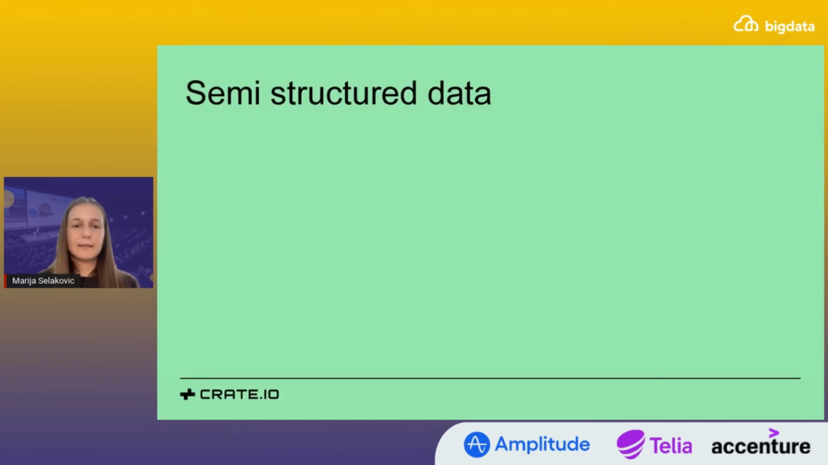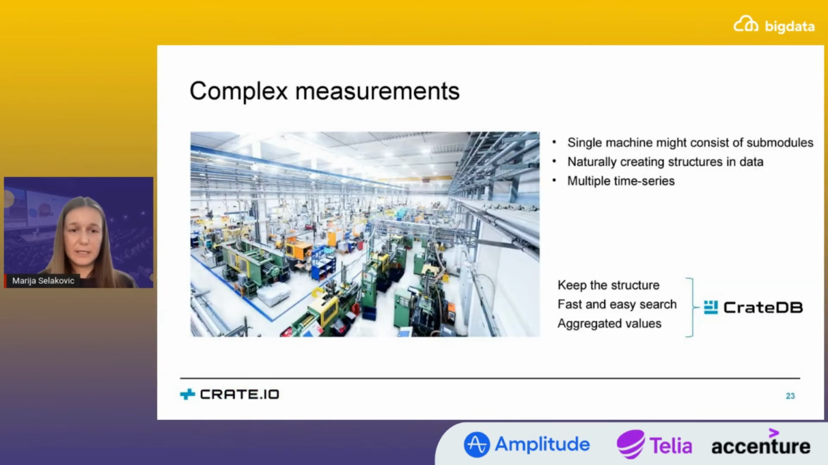And the next challenge I would like to discuss is about semi-structured data. So in these industrial processes, we can very often see the case where machines are very complex and consist of different submodules. And even these submodules can consist of another module.